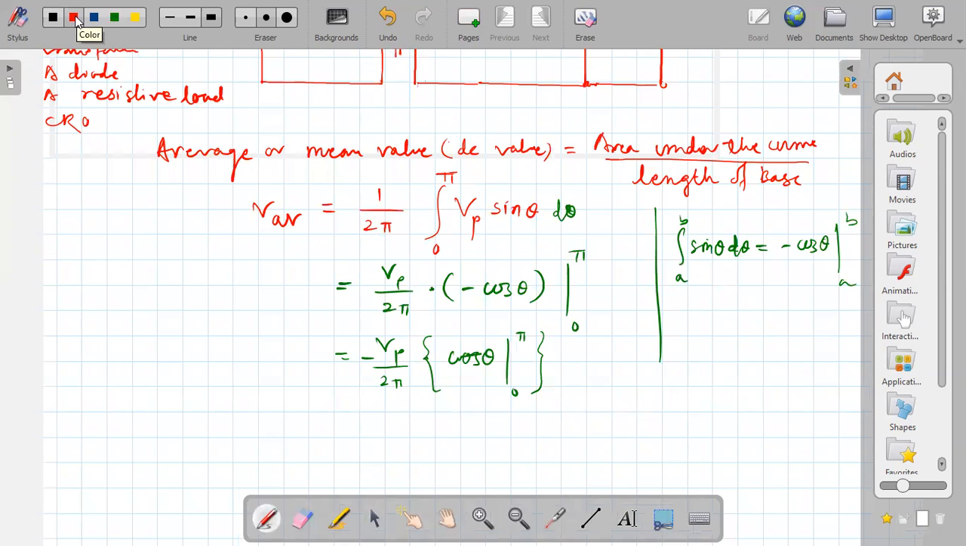Now, minus Vp upon 2 pi in bracket. First, I will put the upper limit, that is cos of pi minus cos of 0. That is minus Vp upon 2 pi into, here dear student, what is the cos of pi? What is the cos of pi? Hello, student.